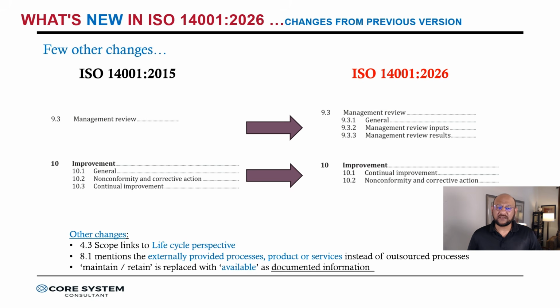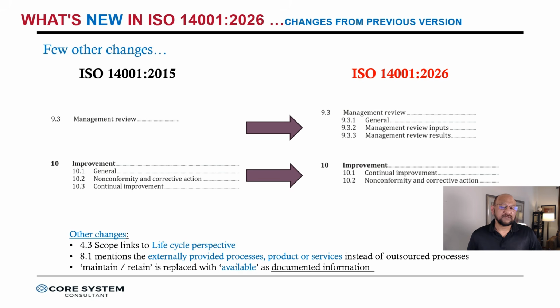A few other small changes in the standard with respect to 4.3 scope consideration. They have stated the life cycle perspective explicitly there with respect to the scope consideration. The 8.1 earlier was mentioning the outsourced processes. Now it is mentioning externally provided processes, products, and services. Again, this is a term that is also used in 9001. So again, they're trying to create that alignment in the same terminology in all the ISO standards.